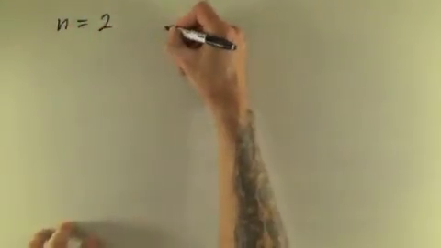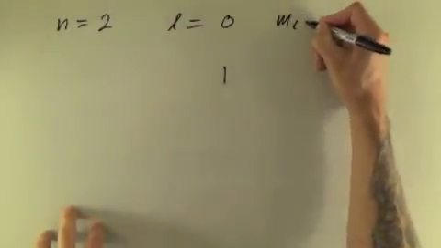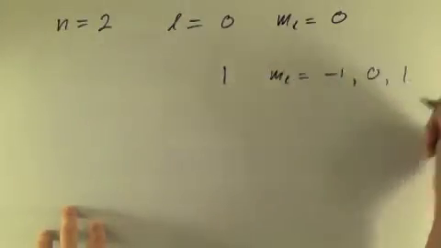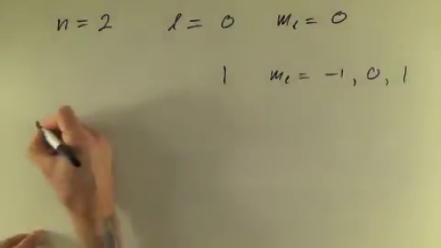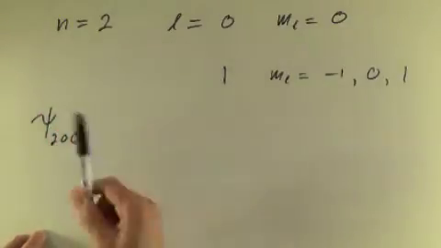All right, so n is 2. L can have values 0 and 1. M sub L for L is 0 is just 0. M sub L for L is 1 is -1, 0, 1. Notice that there are 3 of those. There's 3 possible orientations. That means 3 possible orbitals, or 3 wave functions.